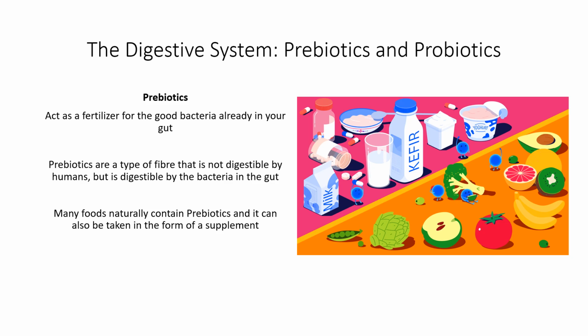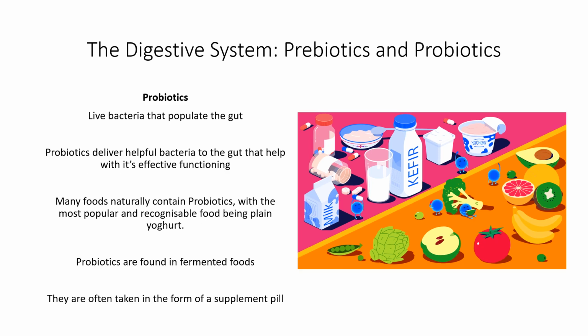Many foods will naturally contain these prebiotics, and it can be taken in the form of a supplement as well. However, unlike probiotics, it is suggested that you definitely try and get these mainly from foods, as there's a wide and varied amount of foods that will contain them. So the main foods that contain prebiotics are things like your green leafy veg, fruits, healthy fats such as your avocados. All of these things will help to act as a fertilizer for the good bacteria in your gut. So anything that contains a high amount of fiber, such as your green leafy veg, will act as a prebiotic.